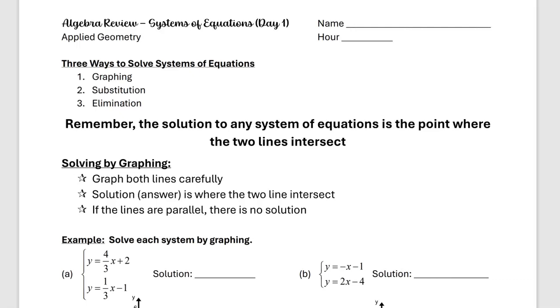So for graphing today, which is what we're going to be focused on for day 1, we are going to graph both lines carefully, and we are going to make sure that we use a straight edge, a ruler, and then the solution or the answer is where the 2 lines intersect. So we're going to give that ordered pair for the solution. Now, what if the 2 lines don't touch? What if they're parallel? So we would put no solution.